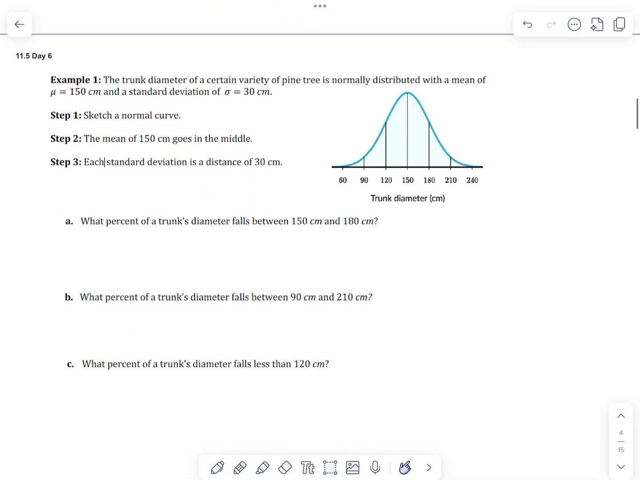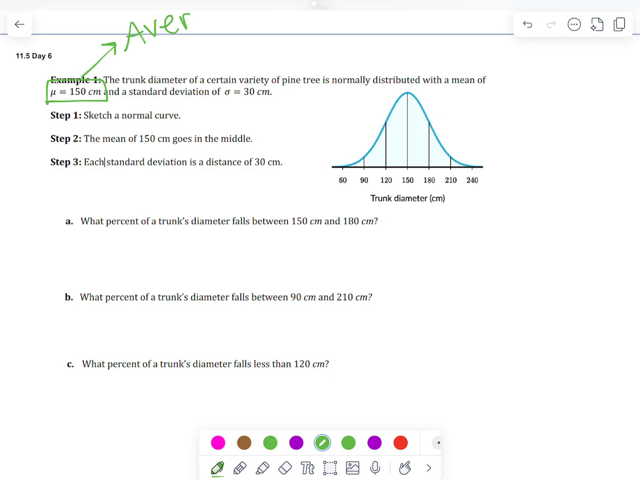Okay, so here's an example. The trunk diameter of a certain variety of pine trees. So let's say we go out and we measure the tree trunks of pine trees, and we take the measurements, we enter them into our graphing calculator, and it gives us our mean. So our mean, the average trunk diameter, was 150 centimeters. So that's going to go into the middle of our distribution curve. So that starts off, that's the mean.